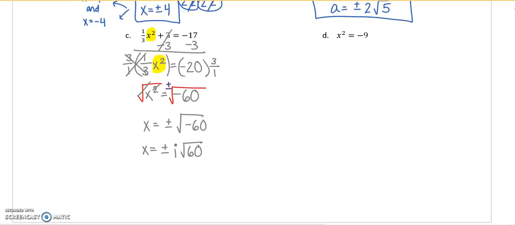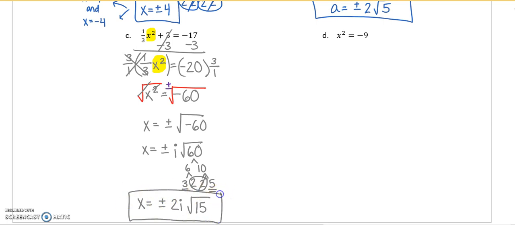Now it's a positive 60, so I can simplify it the same way I did the top two. I'll break this up into 6 times 10, and then 3 times 2, and 2 times 5. And that should do it. Then I have a pair of 2's, so one of the 2's is going to come out, and I'm going to put it with the i, so it'll turn into 2i. And then what's left over is this 3 and this 5. Multiply them together, and that's 15. So I end up with x equals plus or minus 2i times the square root of 15.